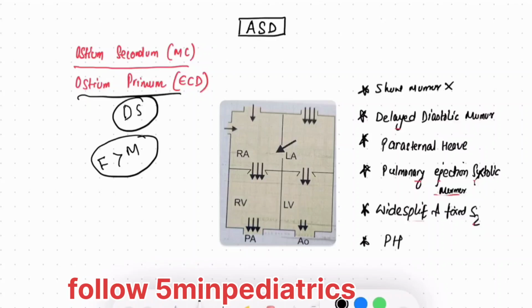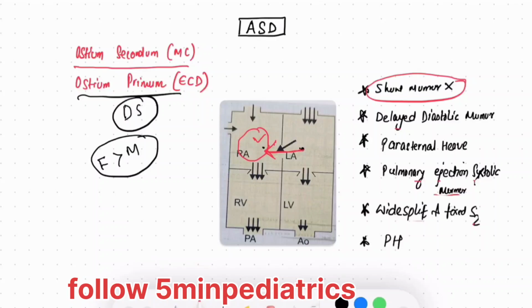Now let's discuss the important aspect, what we call hemodynamics of ASD. In ASD, there is an abnormal connection between the left atrium and right atrium. Blood flows from left to right because the pressure of the left atrium is slightly higher than the right side. So here we have a left to right shunt. Because the pressure difference is so minor, you cannot appreciate the murmur. So there is no shunt murmur.